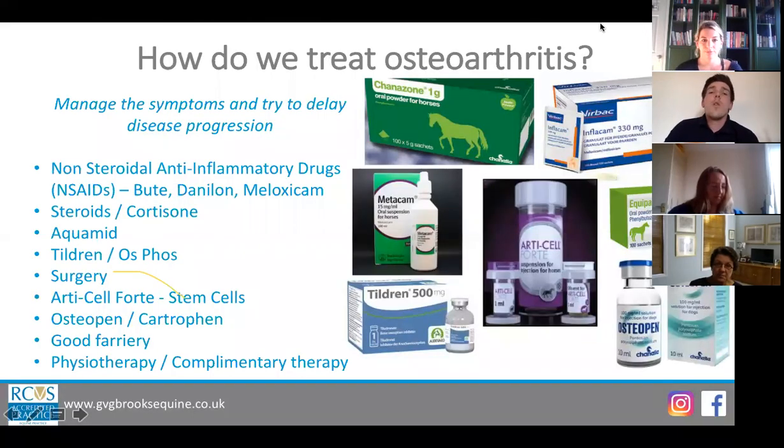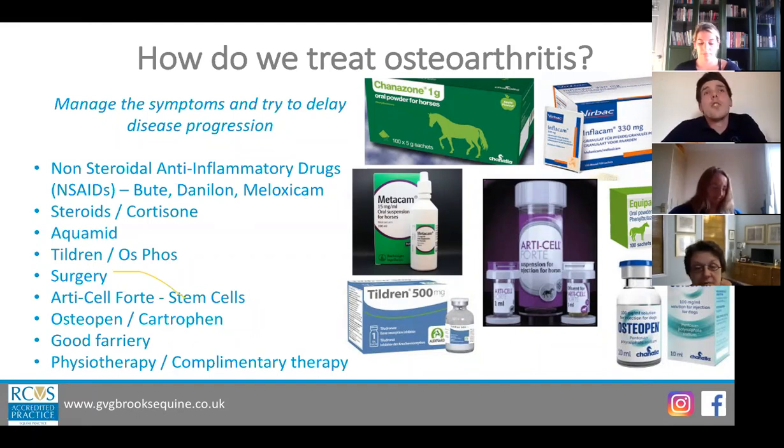So how do we treat osteoarthritis? So probably the million-dollar question. We haven't got a magic treatment, unfortunately, that is curative, so actually cures the disease. Our aim of treating osteoarthritis is to manage the symptoms and to try and delay the disease progression.